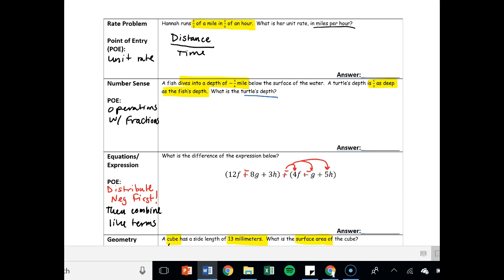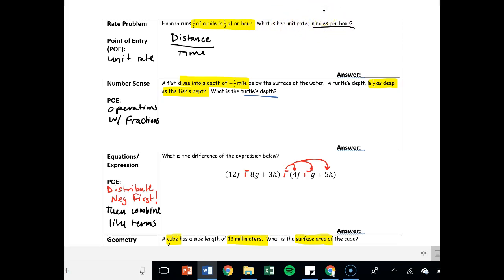So similar setup to the back side, there's a front side, where you're going to write down what your point of entry is and then try and solve the problem, kind of like how you would do on an Apire Prep. You think, okay, what's the first thing I can do? And then I'd start writing down, right? So it says Hannah runs 2/3 of a mile in 1/6 of an hour. What is her unit rate?